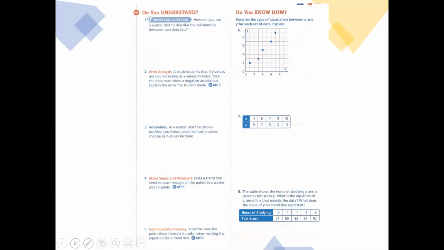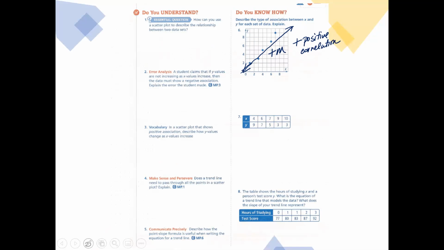All right, let's move on. Take a look at number 6. Describe the type of association between X and Y for the set of data. Explain. Are you able to draw a line that's fairly close to the dots? Yes, and it's a positive slope. So that means it is a positive correlation.